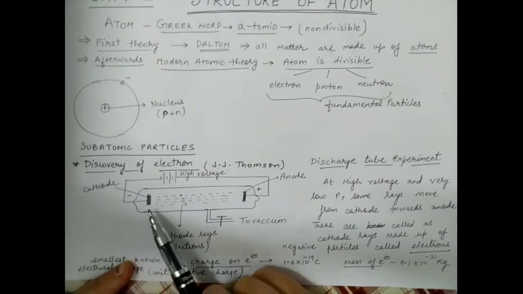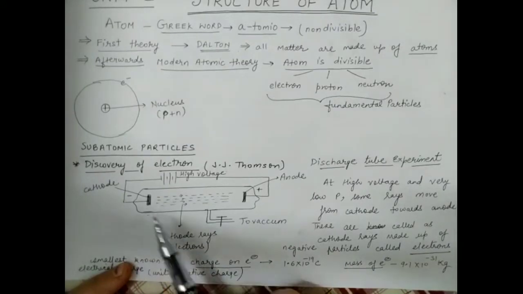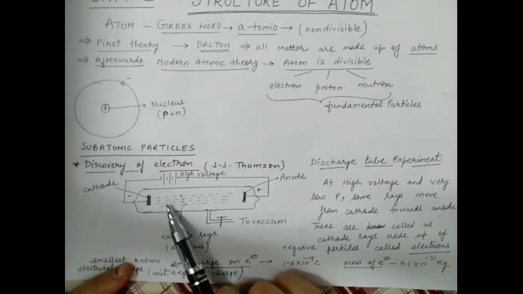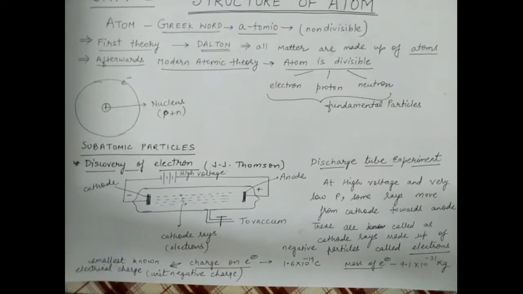Since these rays are emitted from the cathode, they were called cathode rays. And since they move towards the anode, that is the positive terminal, it means these rays are made up of negative particles, and these negative particles were called electrons. So this is how the electrons were discovered.